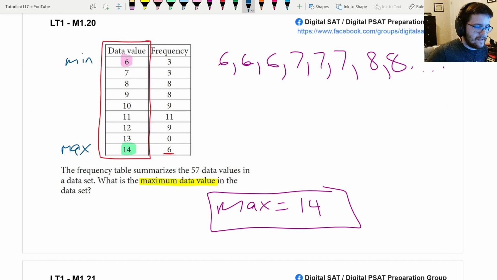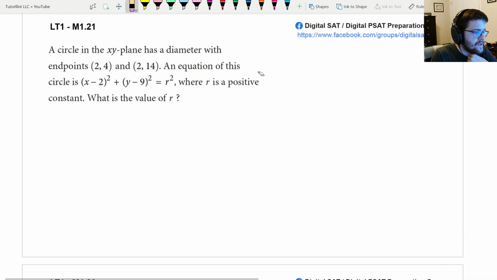It's like a deceptively easy question, I feel, right? People might just get caught off guard because they're like, min and max, what does that mean? Min is just the smallest number, max is the biggest number. So all you do is pick out the smallest and biggest in the value column and just make sure there's not a 0 in the frequency. Because for example, if we thought the max was 13, that can't be because there's no 13s. It says there's 0 13s. All right, great. Let's keep going.